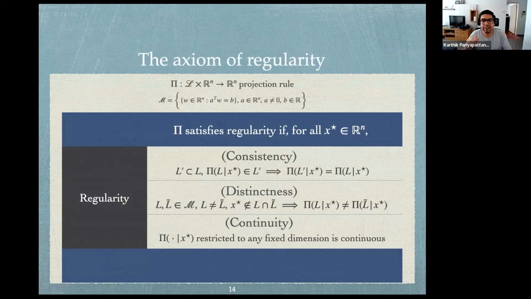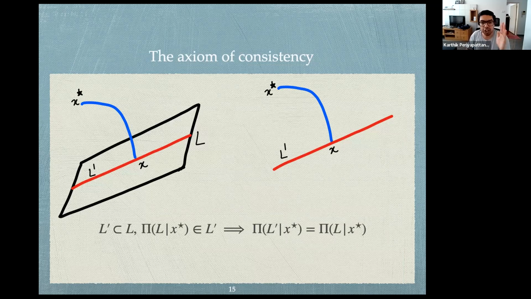The regularity axiom itself has 3 sub-axioms in it. Don't worry about the definitions here. I'm going to explain through pictures. First, a projection rule is said to be regular if it satisfies 3 properties: consistency, distinctness, continuity.